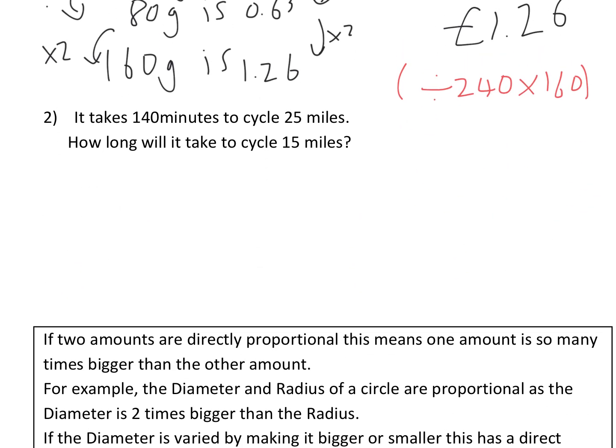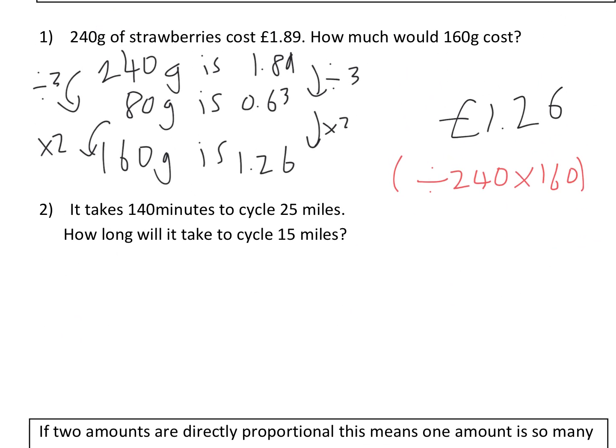Question 2. It takes 140 minutes to cycle 25 miles. How long will it take to cycle 15 miles? We'll assume we're going at the same speed throughout, our average speed. This is also direct proportion, because if you increase the number of minutes, you'd expect to go further. And if you increase the miles, you'd expect it to take longer. So increasing one will increase the other, and if you decrease one, the other one should decrease too. So they are directly proportional.